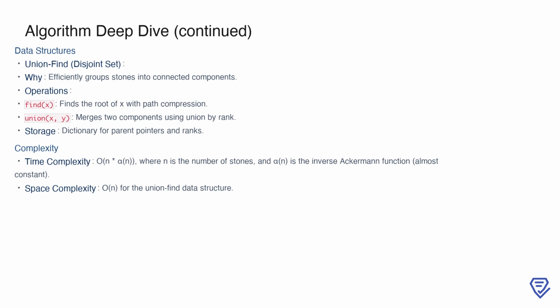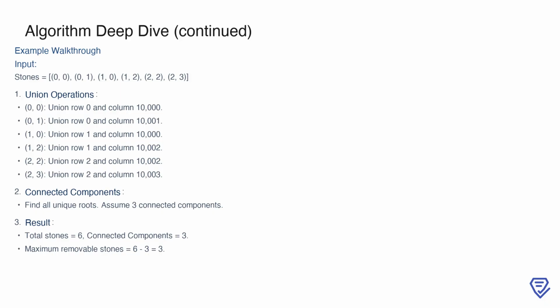The time complexity of the algorithm is O(n * α(n)), where n is the number of stones and α(n) is the extremely slow-growing inverse Ackermann function, making it almost constant in practice. The space complexity is O(n) for storing the union-find structure, making this approach both time and space efficient for the problem at hand. Let's walk through an example to solidify our understanding.